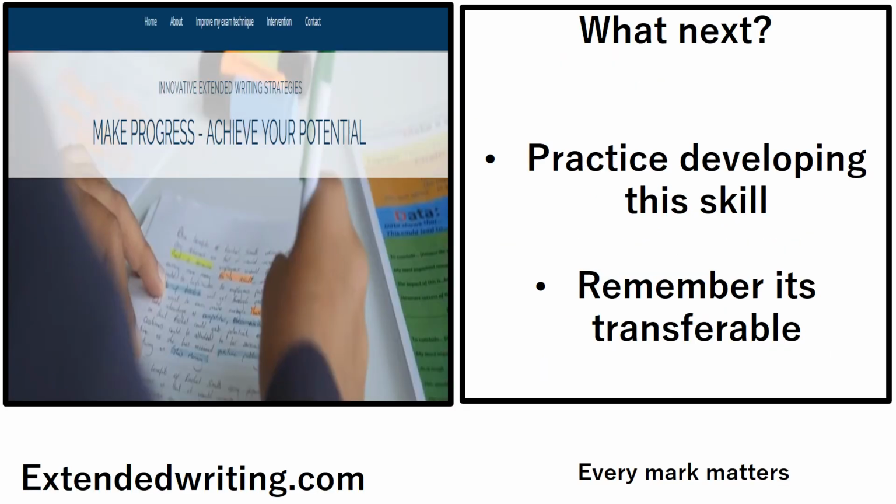Okay, so what next? Alright, so remember you've got to keep practicing the skill. It's really important that you do so, especially if you want to get to the top level in the mark scheme. Remember how I started my point and I explained it, and then I talked about the impact. The impact is what's going to get you there.